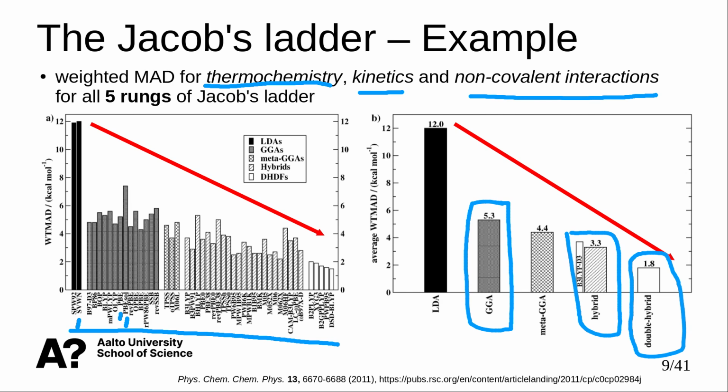So we discussed the different exchange correlation functional implementations and the concept of the Jacob's ladder. And in the next part we will actually discuss the local density approximation and generalized gradient approximation in a bit more depth.